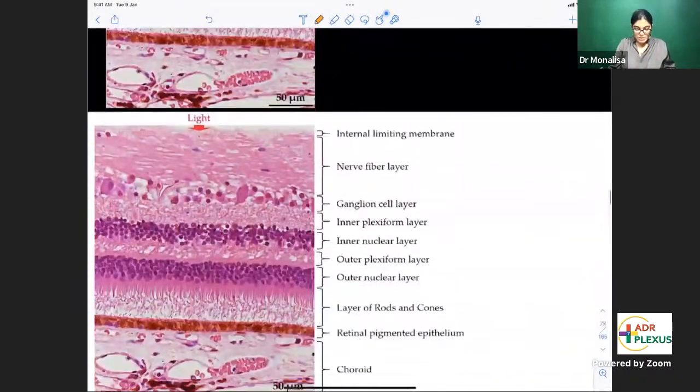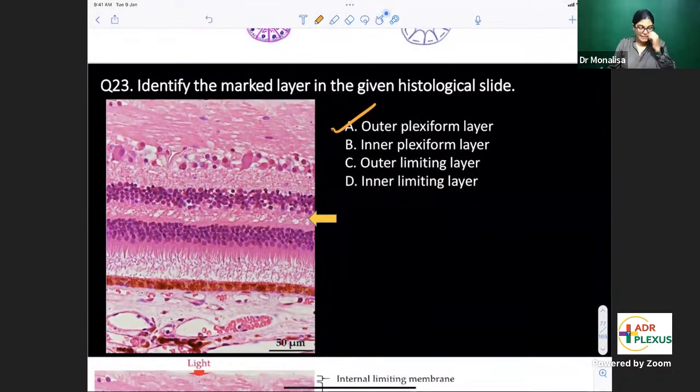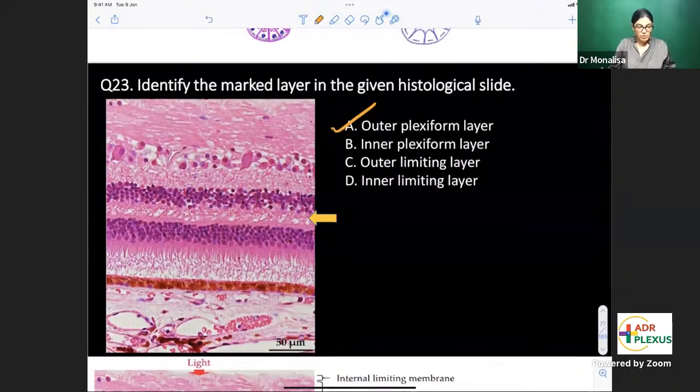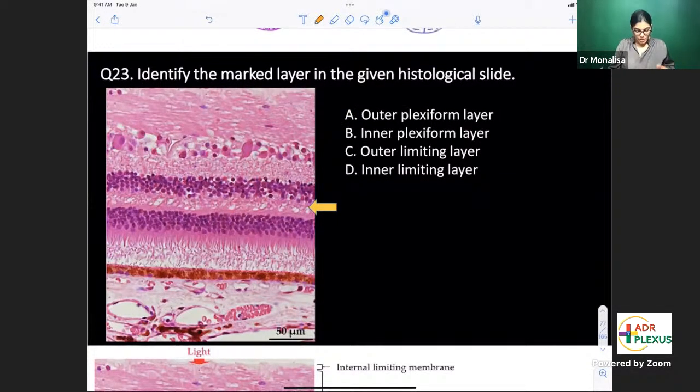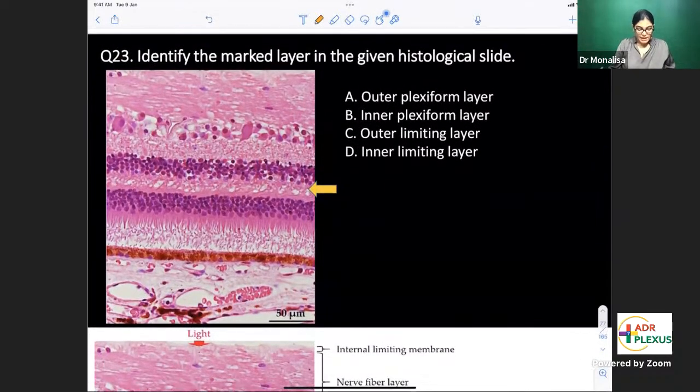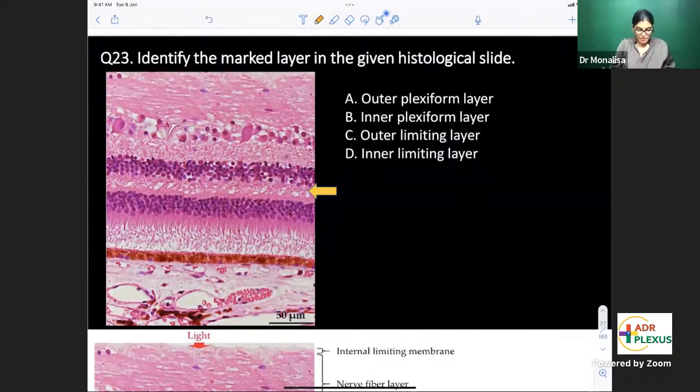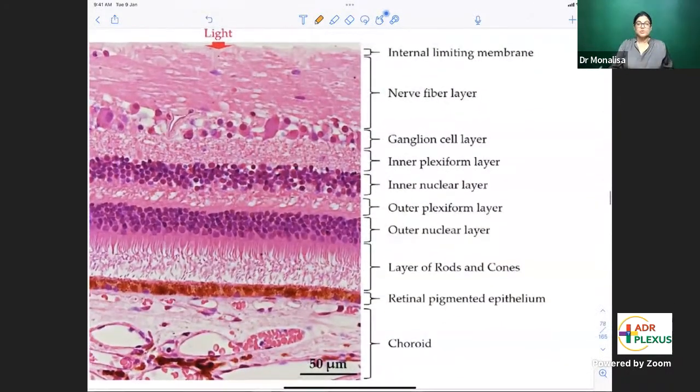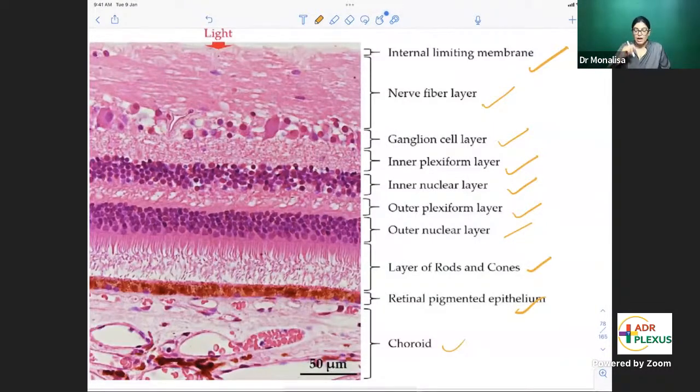Now I would like to tell you about identification of all the layers. This is the diagram with the labeling, showing the layers of the retina. If you go from inside to out, it's the internal limiting membrane, nerve fiber layer, ganglionic cell layer, inner plexiform, inner nuclear, outer plexiform, outer nuclear layer, layer of rods and cones, and pigment layer, and then the choroid.